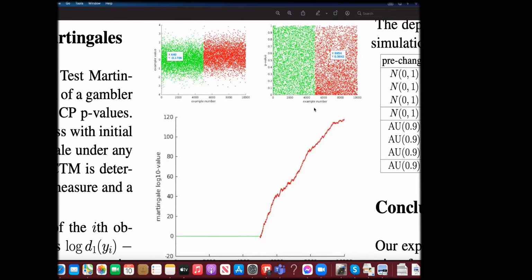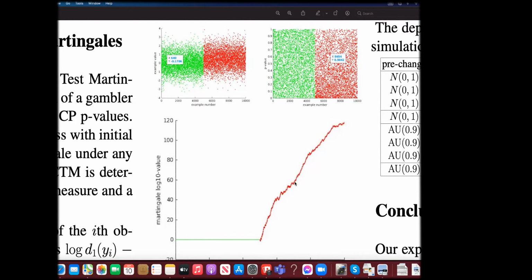And then a conformal martingale is playing against this. It is basing on these p-values, and it is playing against the assumption that p-values are distributed uniformly, and therefore it starts to grow quickly immediately after the change point.